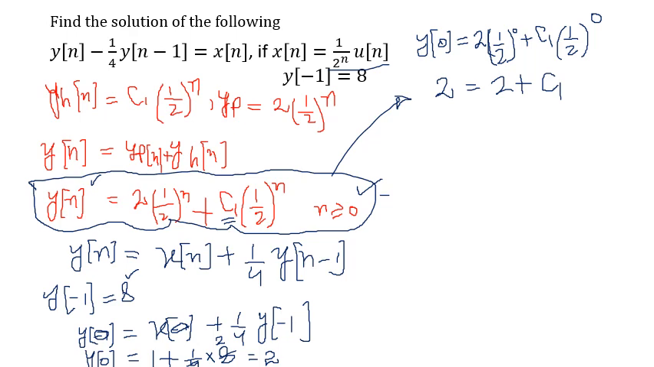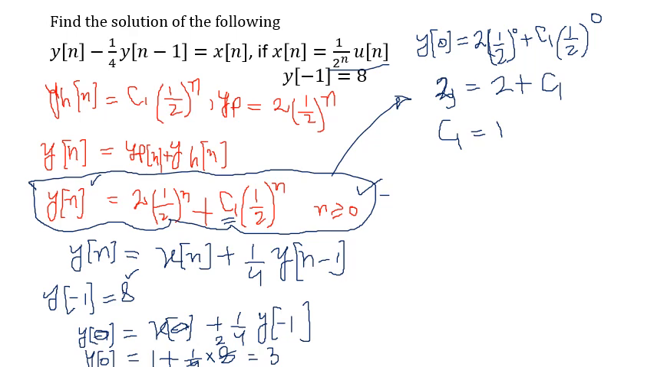Oh, actually this one is wrong. 2 plus 1 is 3. I have written it mistakenly as 2. So this is basically 3. So when this is 3, that means 2 comes here, so c1 equals 1.